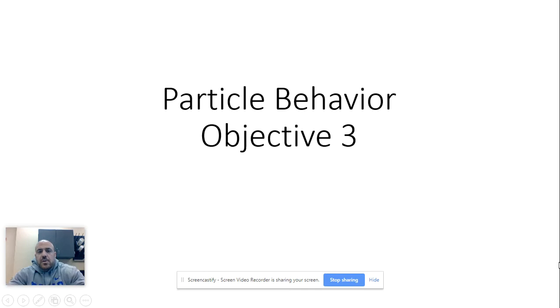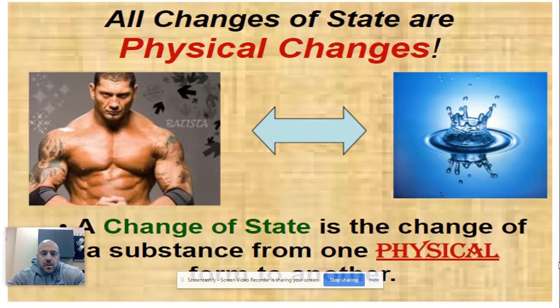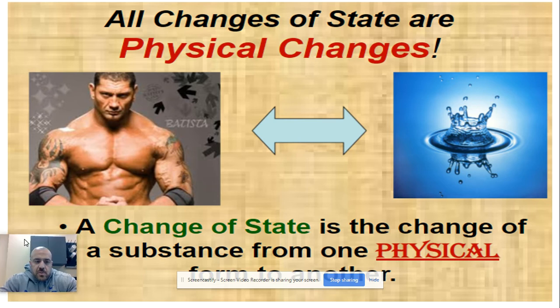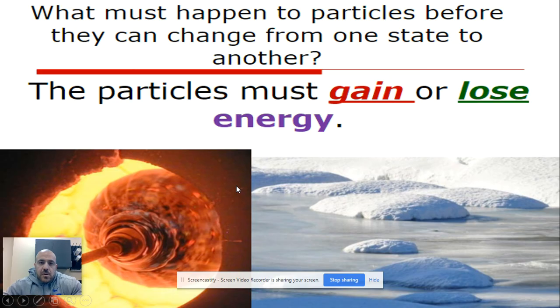All right, let's get into our last objective for the particle behavior unit. This was on the last one. Just a quick review because it ties in with this objective as well. Remember, all changes of state are physical changes. You're going from a solid to a liquid to a gas, to liquid to solid. You're changing forms, and it requires either you to gain or lose energy.